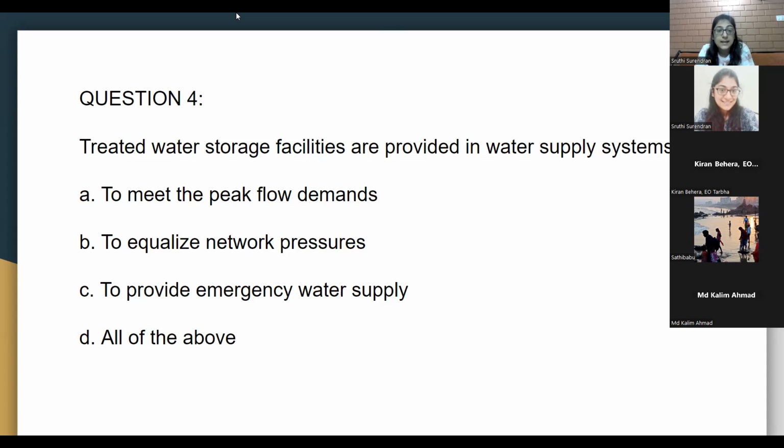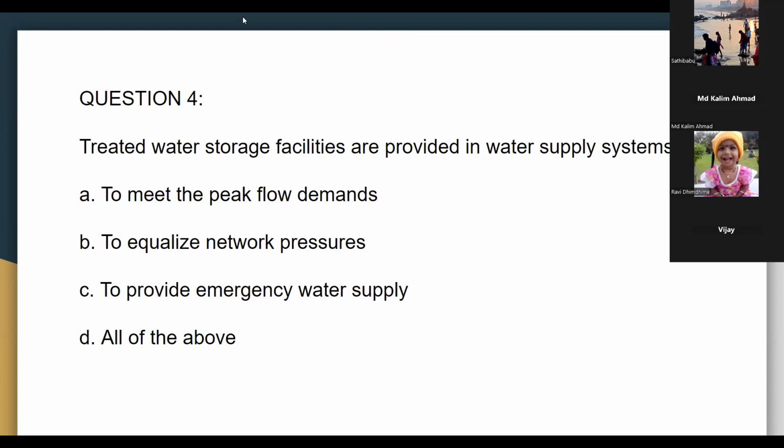Sangamitra and Vijay said D. Kiran, what is your answer? Kiran is also saying it's D. Sati Babu also says some answer. Okay, Sati Babu is not saying any answer. So okay, we'll move on to the solution.